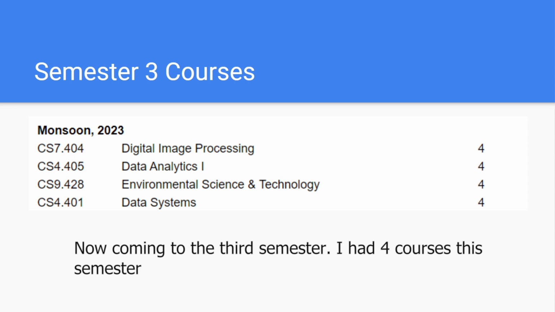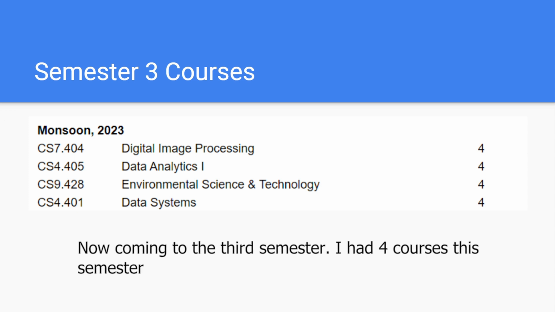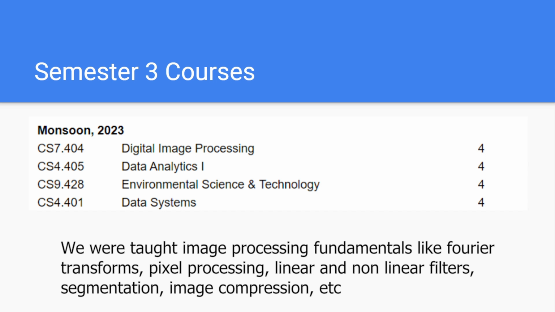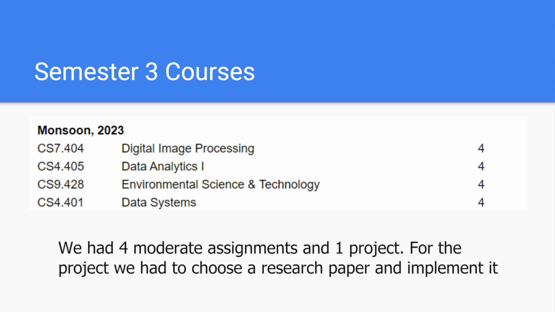Now coming to the third semester, I had 4 courses this semester. I took digital image processing. It was an introductory course on image processing. We were taught image processing fundamentals like Fourier transforms, pixel processing, linear and nonlinear filters, segmentation, image compression, etc. We had 4 moderate assignments and one project. For the project, we had to choose a research paper and implement it.